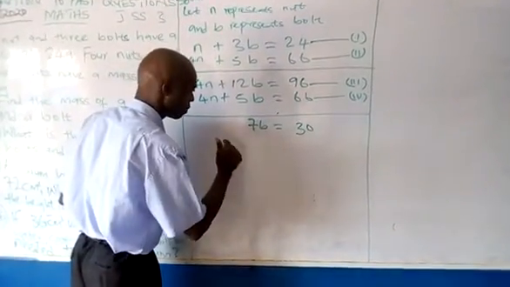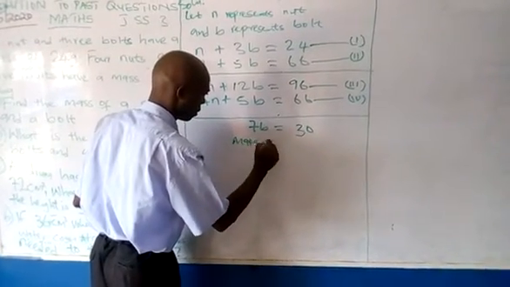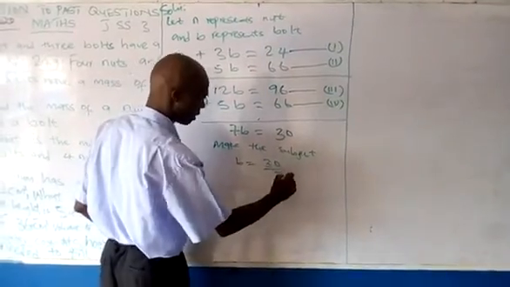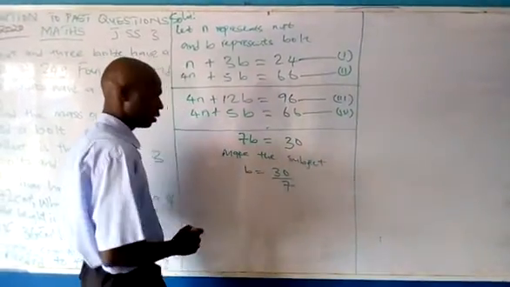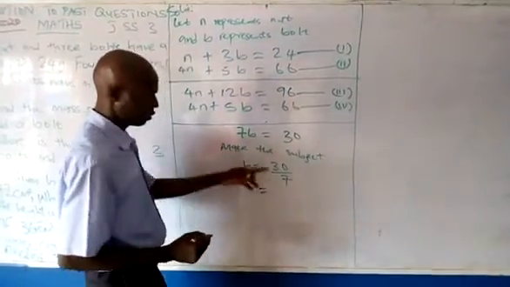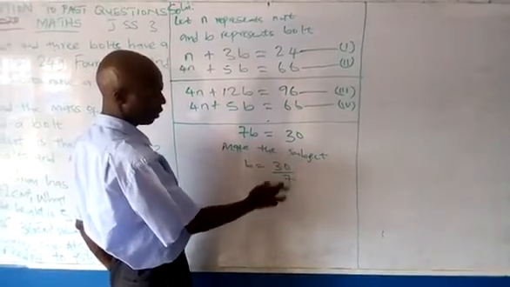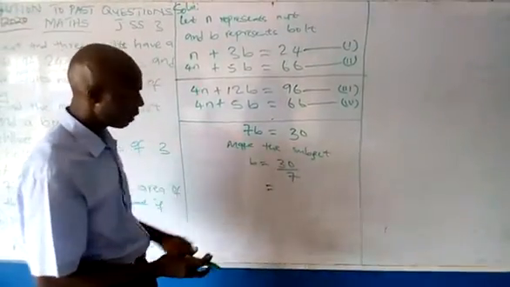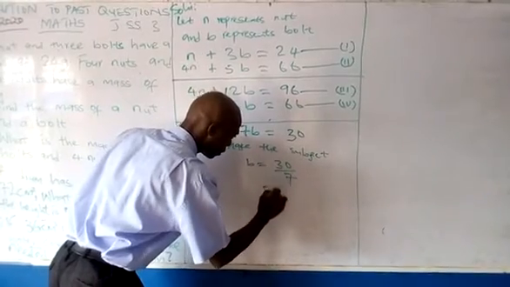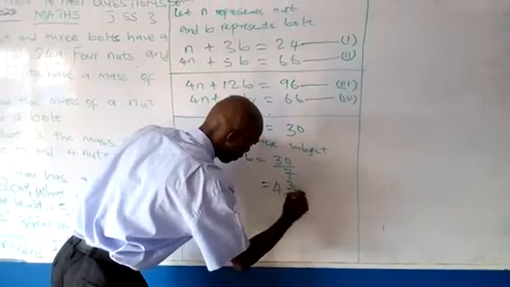Therefore, if you make B the subject, B equals 30 over 7. If you reduce it to a mixed number, it is going to give us 4 whole number 2 over 7.